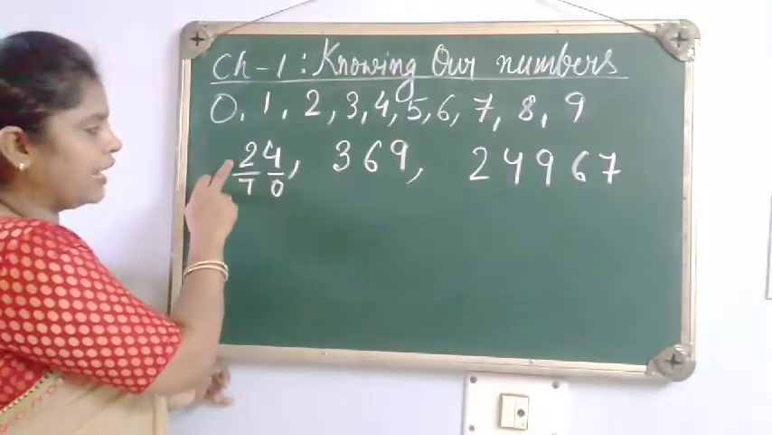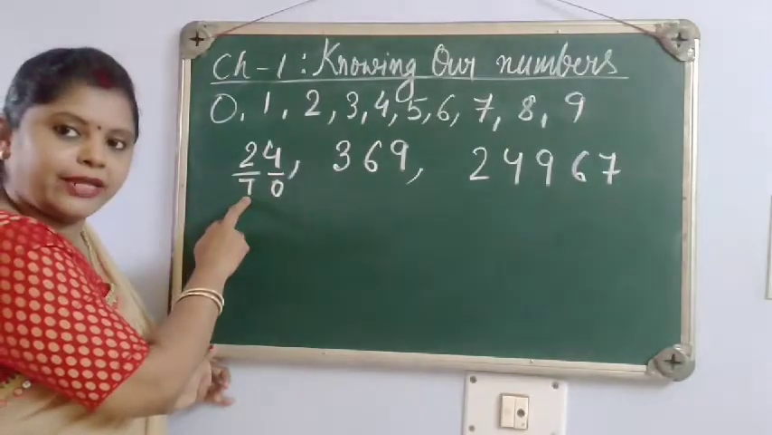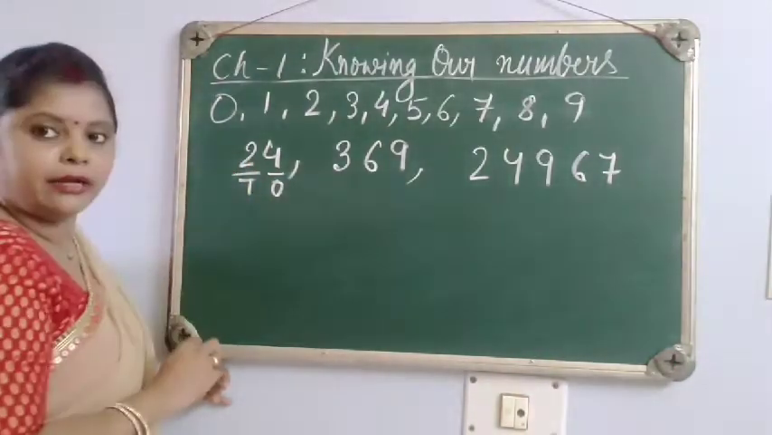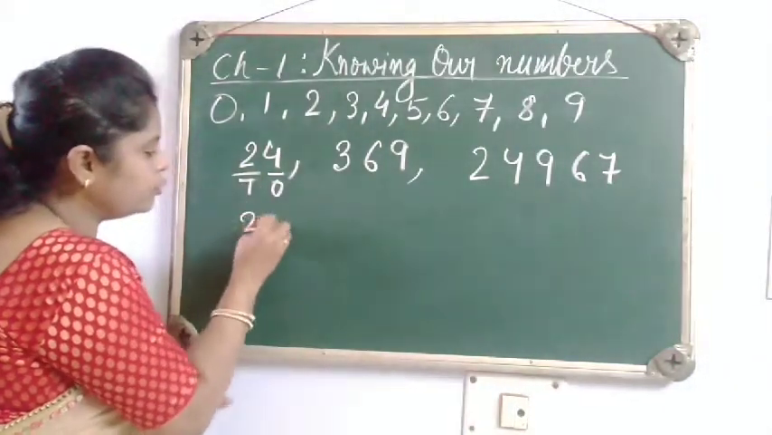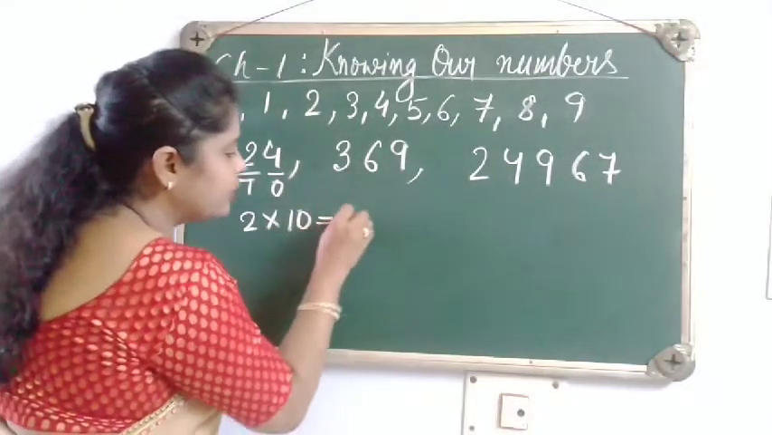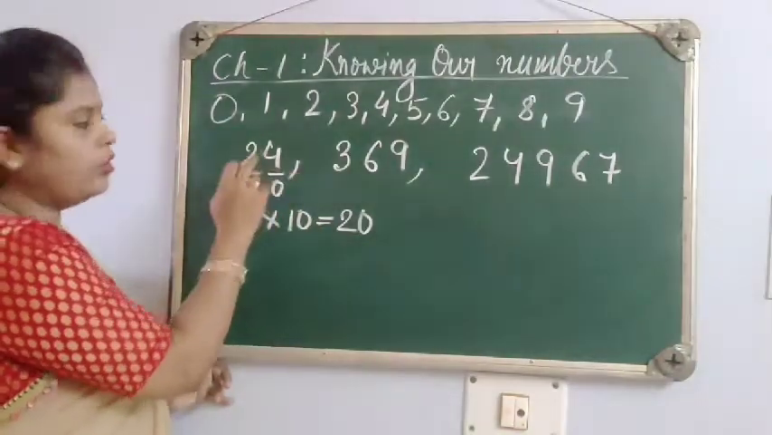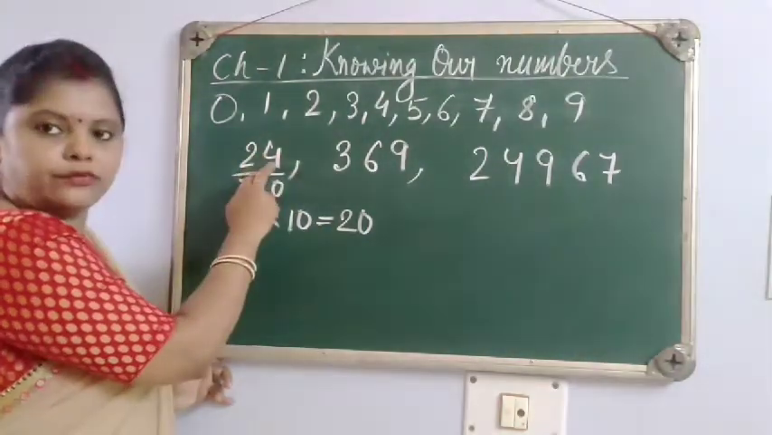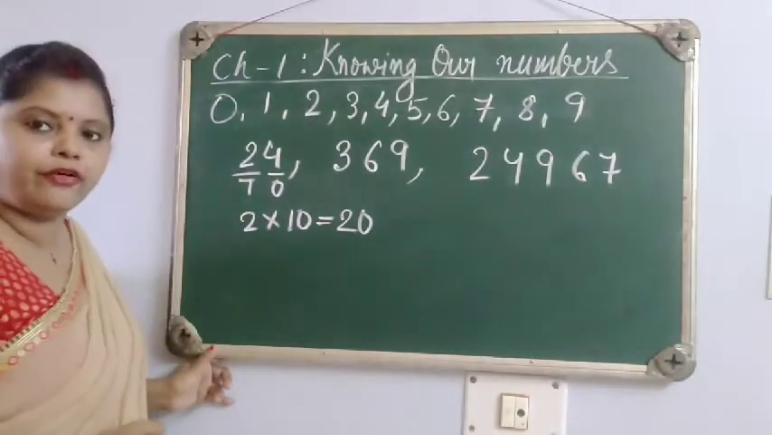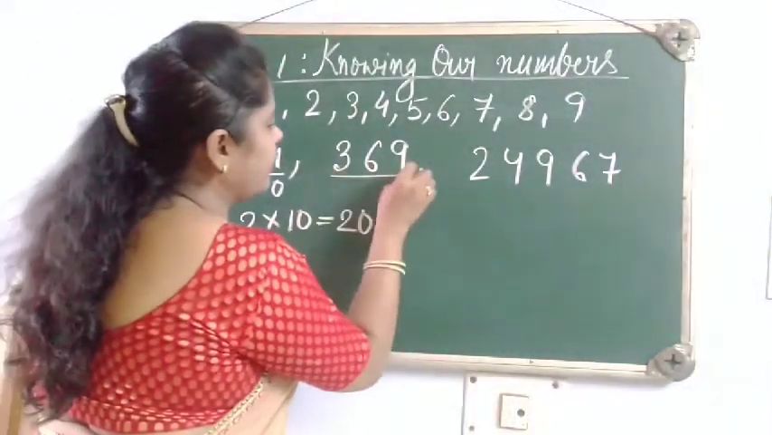So that is why we are calling 2 as 20, because 2 is at 10's place. So how does 2 become 20? Because 2 and the place it occupies is 10. So that is why it becomes 20. So why are we calling it 24? Because this is 20 and this is 4. Together it becomes 24.